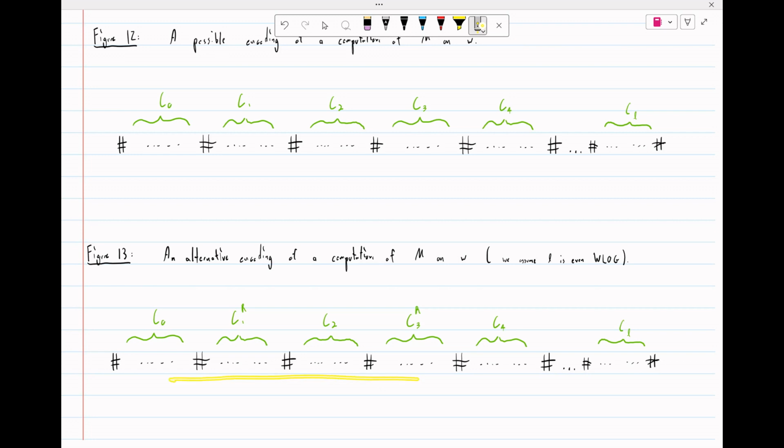So this is the key difference that is going to allow us to implement this with a PDA instead of a Turing machine, okay?